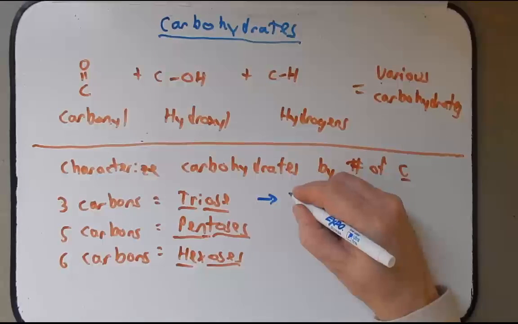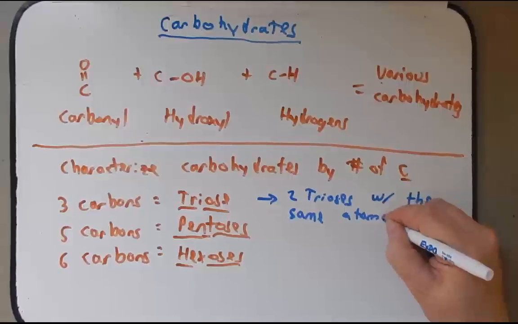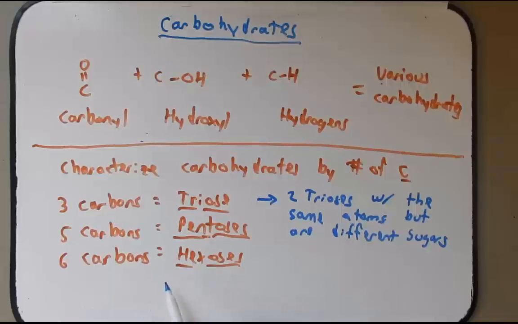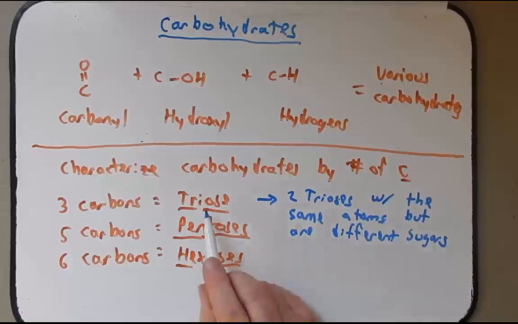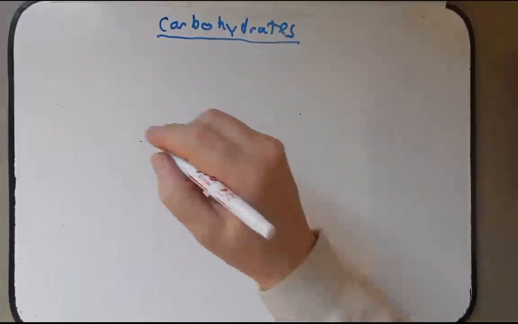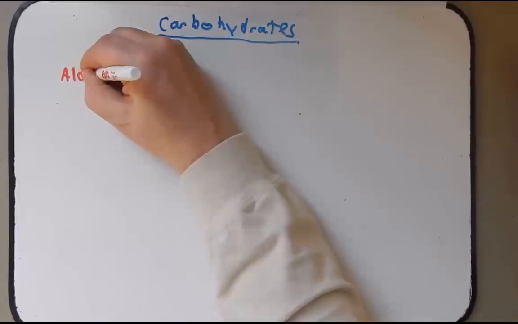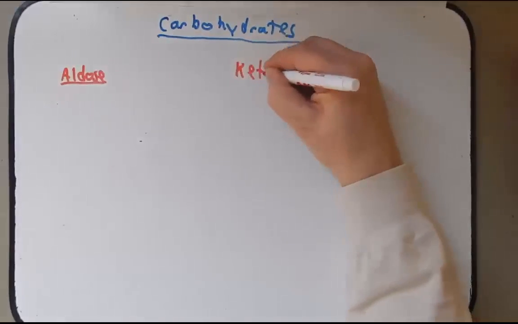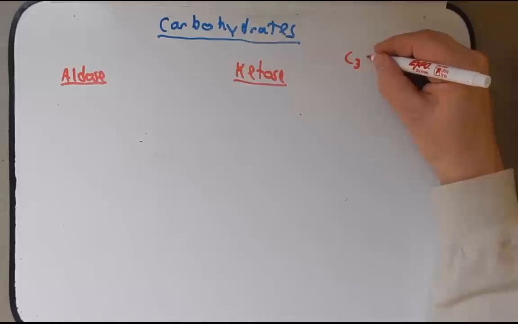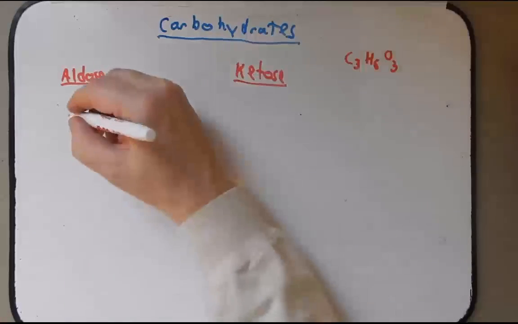Now, interestingly, you could have 2 trioses with the same atoms but are different sugars. This is also true for the pentoses as well as the hexoses. I'm going to start by talking about 2 examples for trioses, and then I'm going to talk about 2 examples of the hexoses. So let's begin by looking at an aldose and a ketose. Both are 3 carbons, and you could write both of them like this: 3 carbons, 6 hydrogens, and 3 oxygens. But they're different. So let's talk about how they're different.